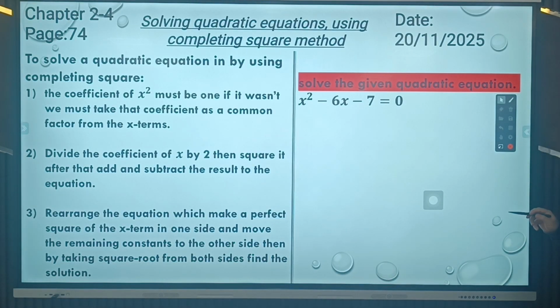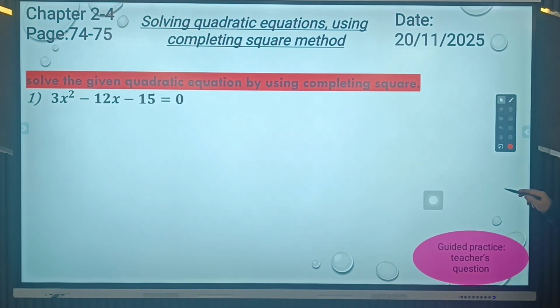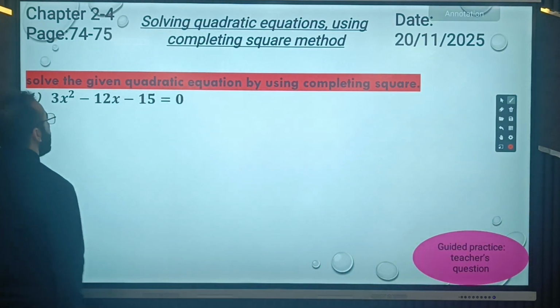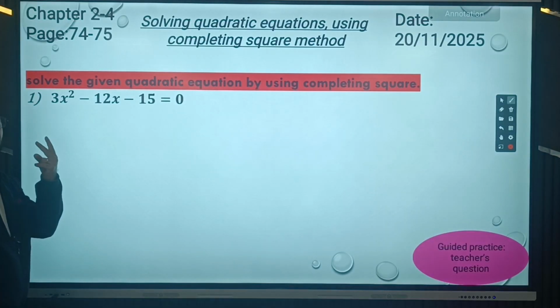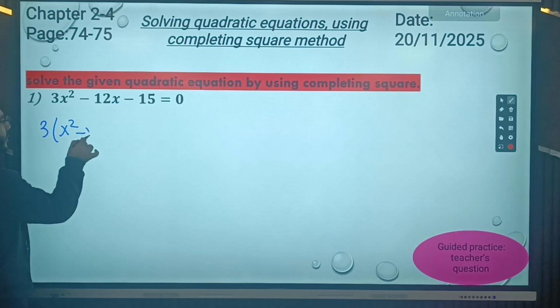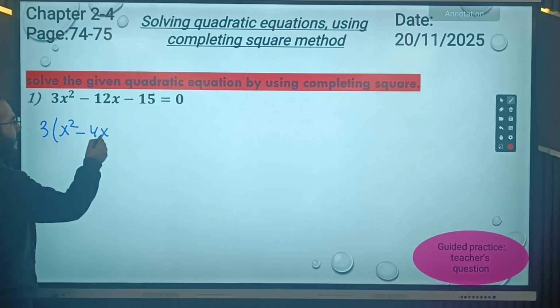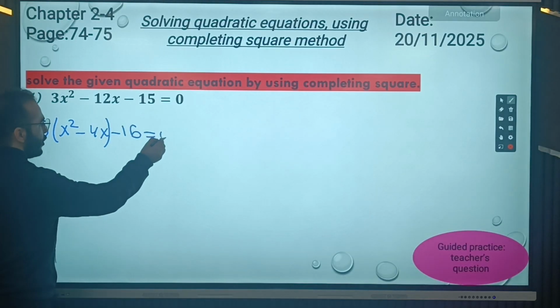The next questions are here. Solve the given quadratic equation by using completing the square. As you can see, the coefficient of x squared is not 1. There are two ways, actually. Either you can take this 3 as a common factor: x squared minus 12 divided by 3 is 4x, close bracket, minus 15 equals to 0.